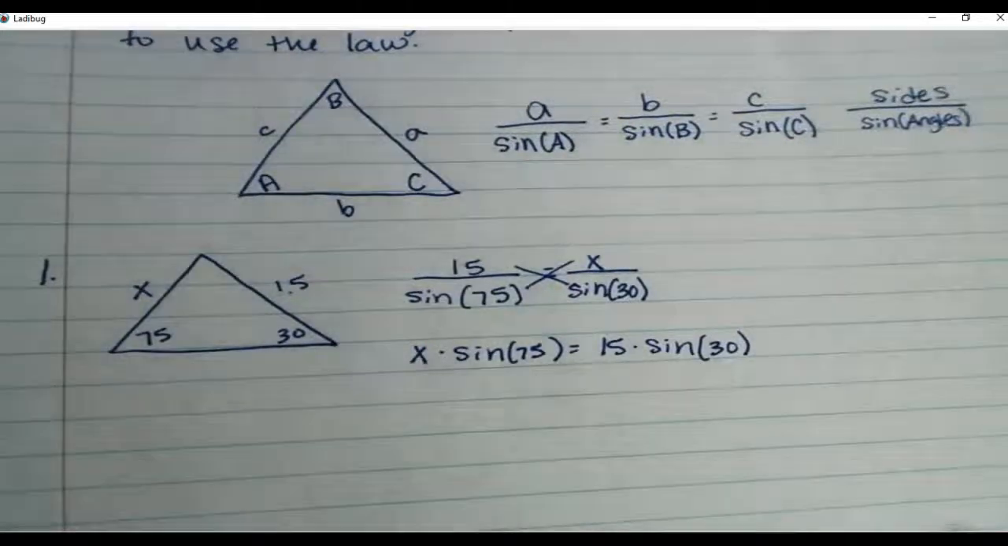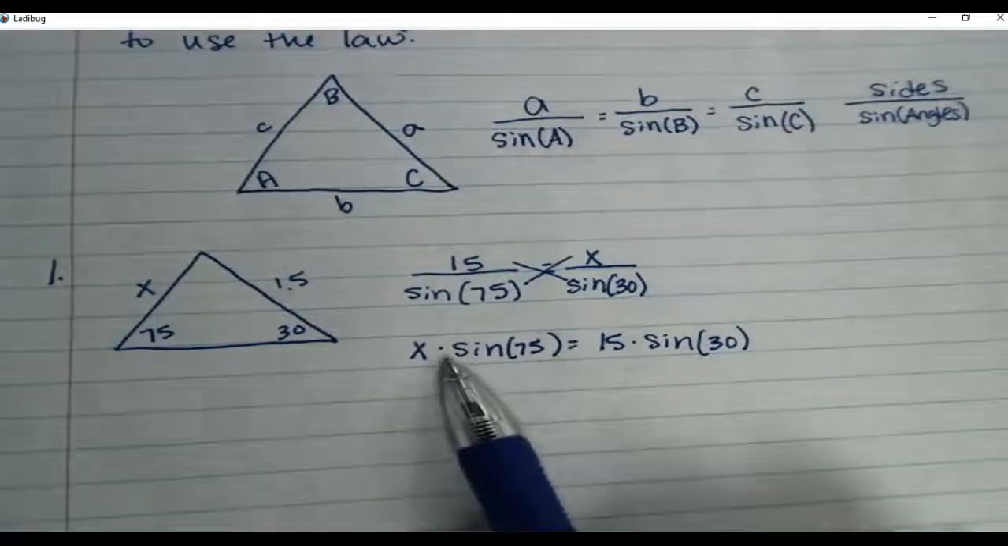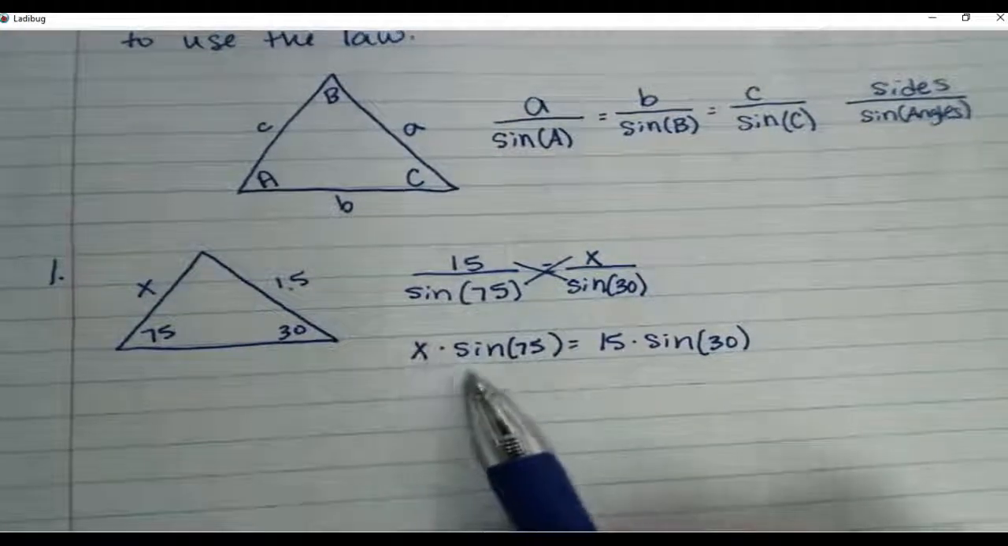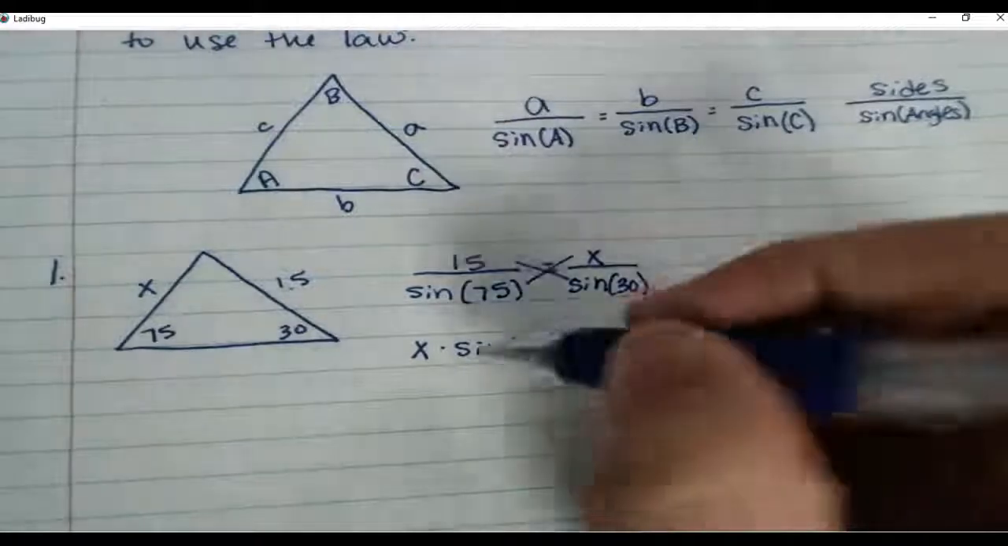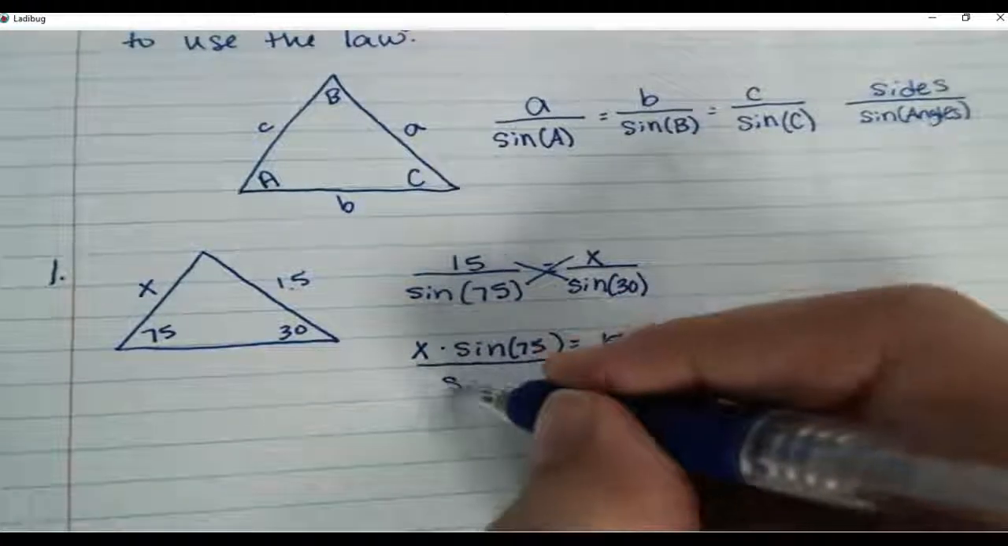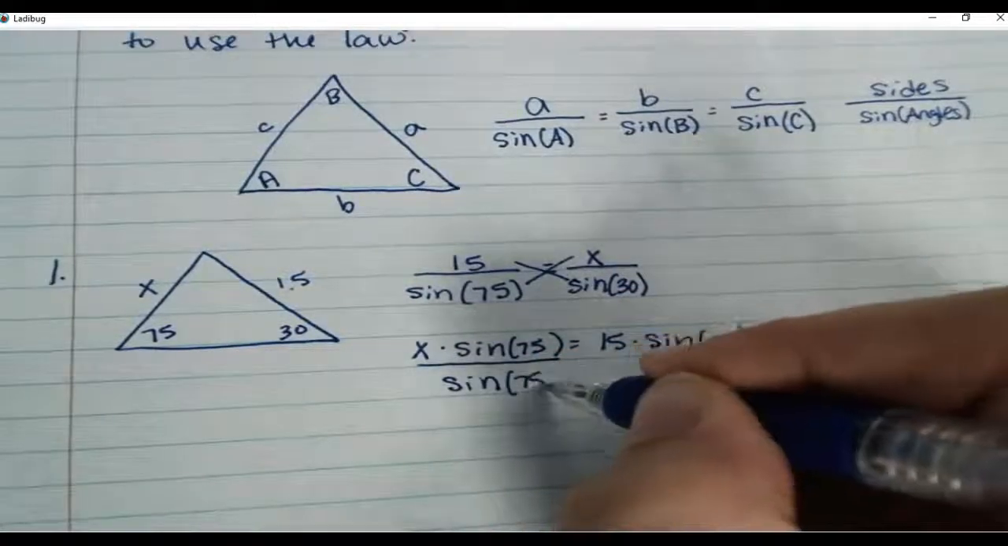So you can go ahead and do the 15 times sine of 30. I always wait and type it in all at the same time just so we don't lose any decimals, but either way is fine. So our goal is still to get x by itself. So how could I get rid of this times sine of 75? Divide. So we divide both sides by sine of 75.